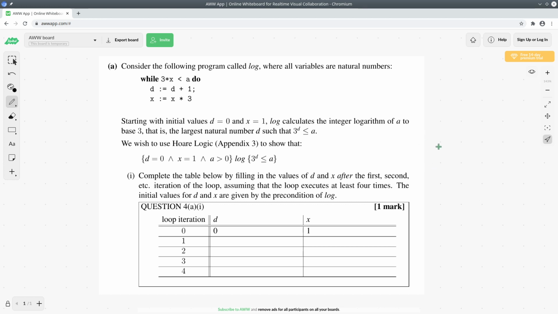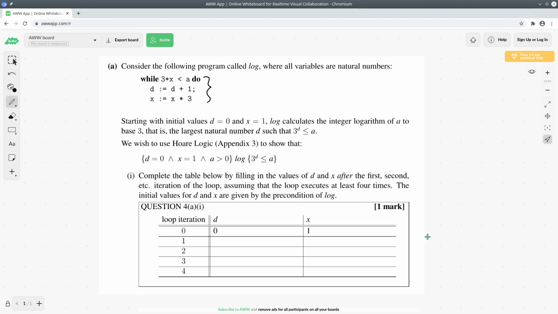Okay, so let's have a look at this whole logic problem. We're basically given this piece of code here called log, and what does it do? It loops while 3x is less than a, you increment d by 1, and then you multiply x by 3. And we'll keep doing that until this condition no longer holds. So we're given that we want to use Hoare logic to prove this property here.